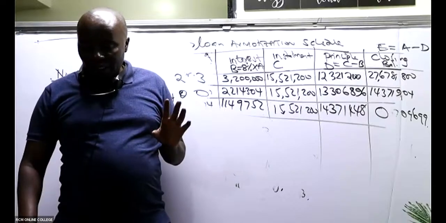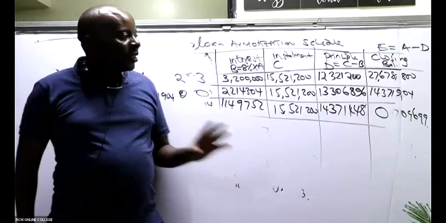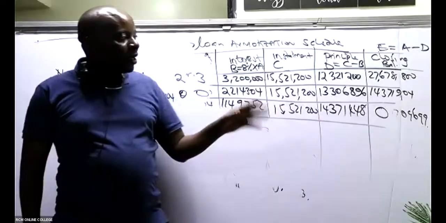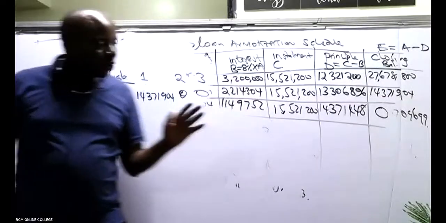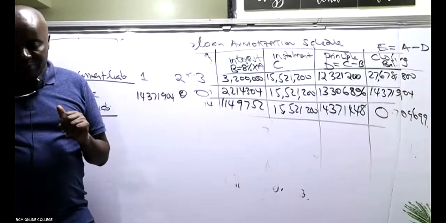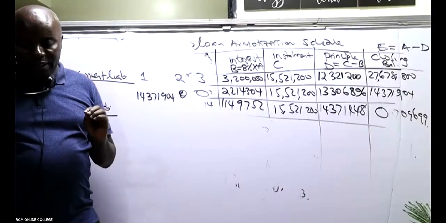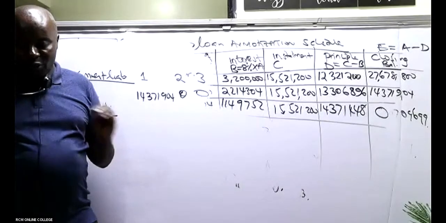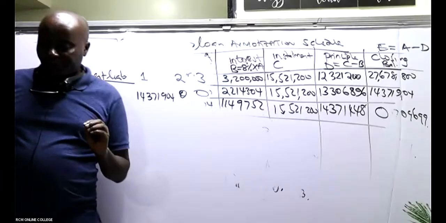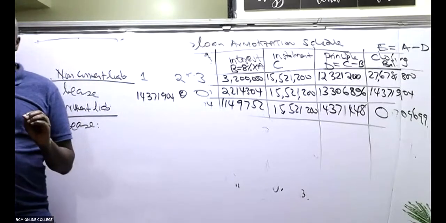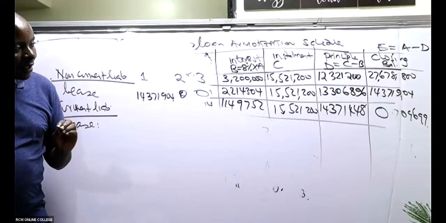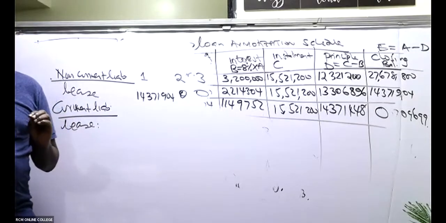Now please don't get stuck. Please don't get stuck. Say 27,678,800 minus 14,371,904. How much are we getting there, somebody? Please don't get stuck. Yeah, 13,30, 13,30.